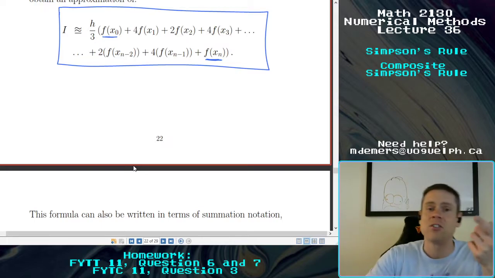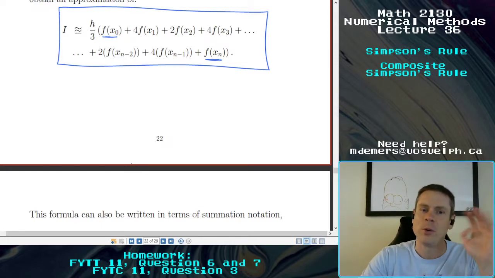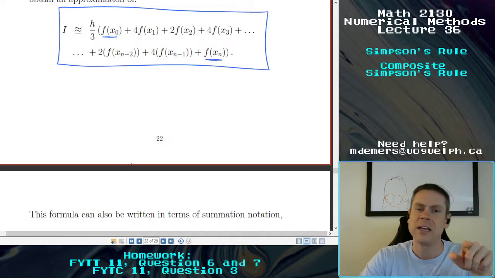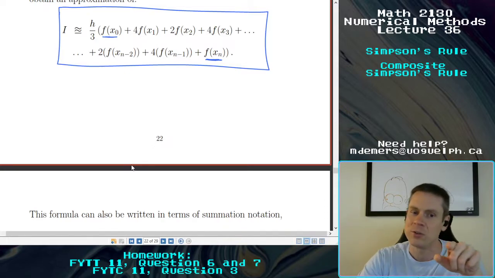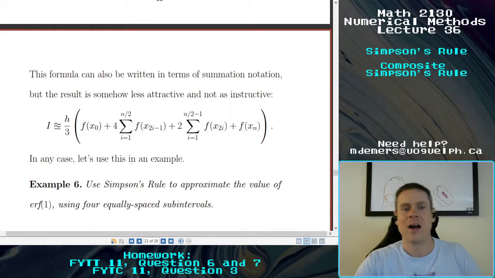You can write this in terms of summation notation. I think it's easier to remember by singing a song about 1s and 4s and 2s and stuff like that. But this is what it looks like. Right here, it's somehow less attractive and not as instructive.